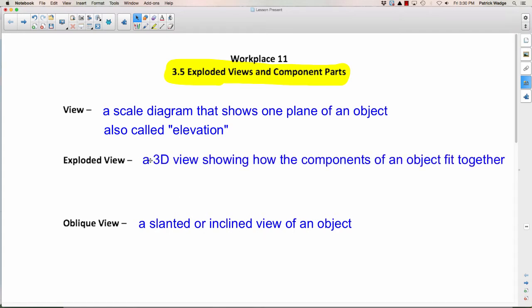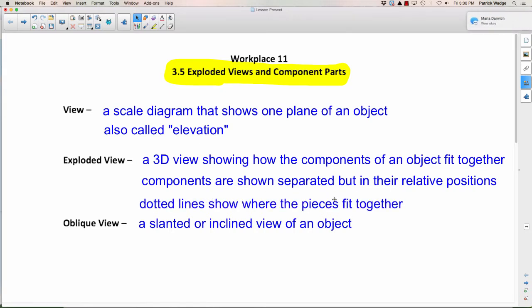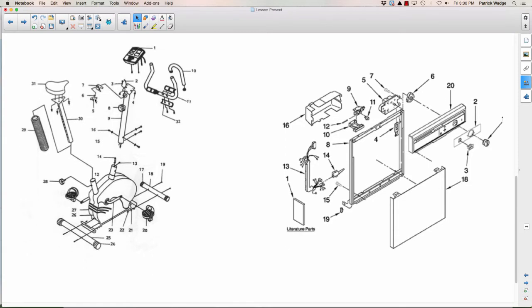So an exploded view is a 3D view. The one on the other page is two-dimensional, but this is a three-dimensional view showing how the components of an object fit together. The components are shown separated but in their relative positions, and the dotted lines show where the pieces fit together. So I'm going to show you a couple examples here, although these aren't perfect because they don't have the dotted lines. You know, there's variations on these things, but these are both pretty good examples of exploded views.